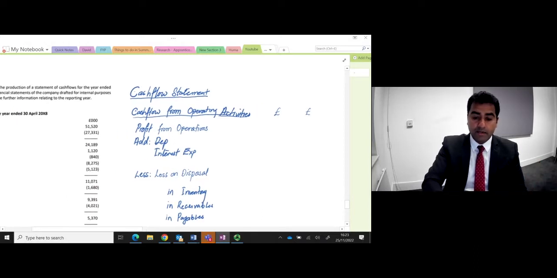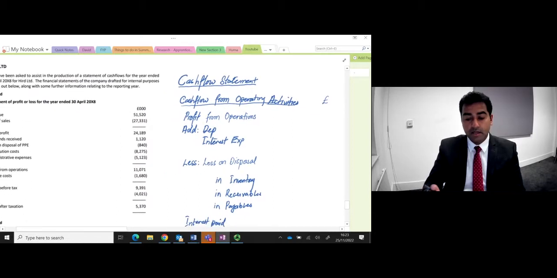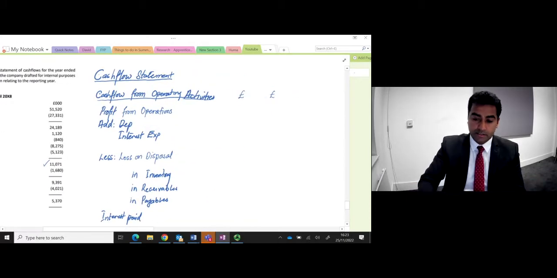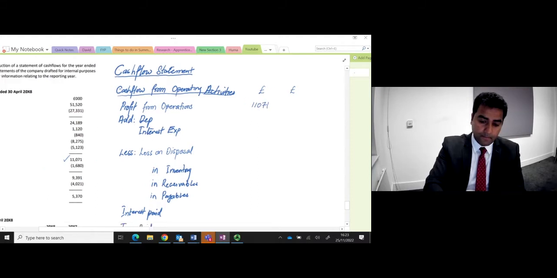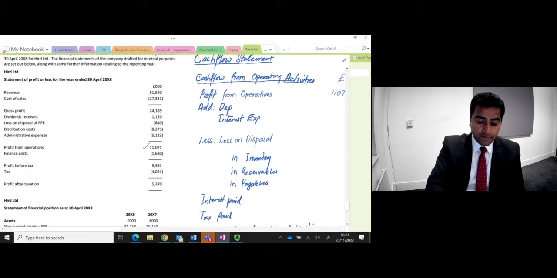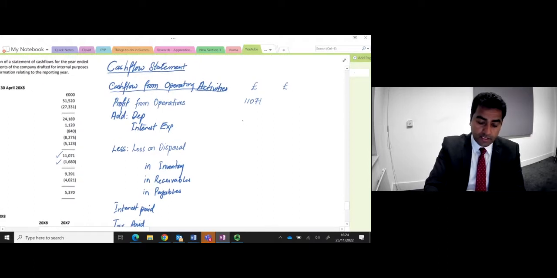Step number 3, read the question, pick up the figures from the income statement and statement of financial position and start recording. The first amount I need to pick is 11,071, which is profit from operations. Next is, you can see that the finance cost is written right below that, and I'm going to record it straight away. 1,068.